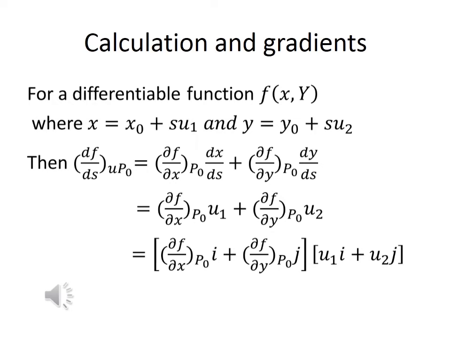For any differentiable function f(x,y), where x equals x0 plus s u1 and y equals y0 plus s u2, we can find the derivative of f with respect to s in the direction u at p0 equals partial f partial x at p0 times dx/ds plus partial f partial y at p0 times dy/ds, which can simply be written as partial f partial x at p0 times u1 plus partial f partial y at p0 times u2, and at the end can be written as a dot product: (partial f partial x at p0 times i plus partial f partial y at p0 times j) times (u1 i plus u2 j).